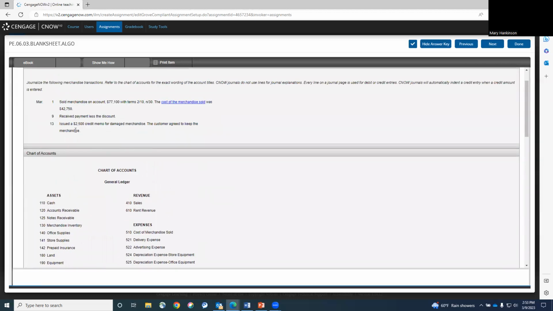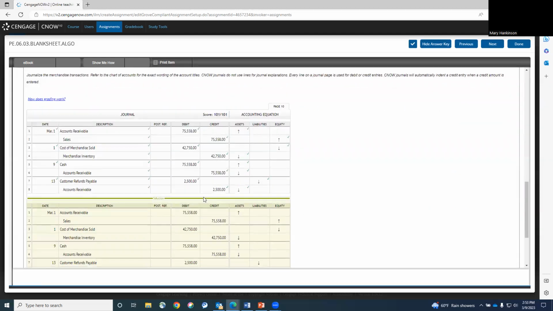Next, it says we issued a $2,500 credit memo for the damaged merchandise, and the customer agreed to keep the merchandise. So let's talk about what happens down here. So we do know that we generate a customer refund payable. We set that payable up usually at the end of the fiscal year. We set up the payable and we offset any refunds against that payable.